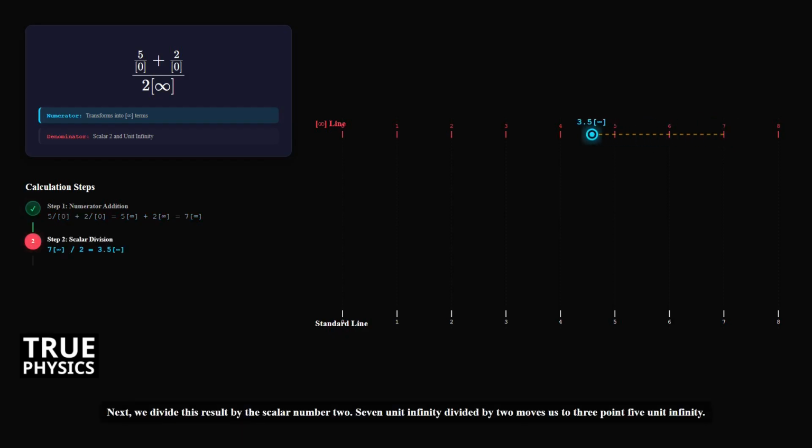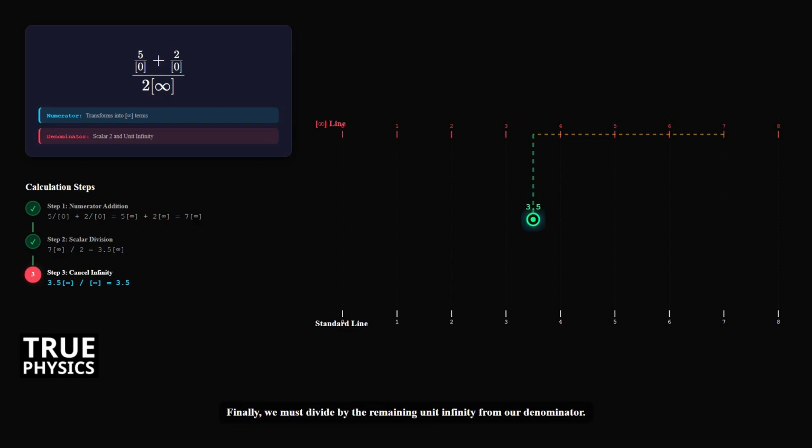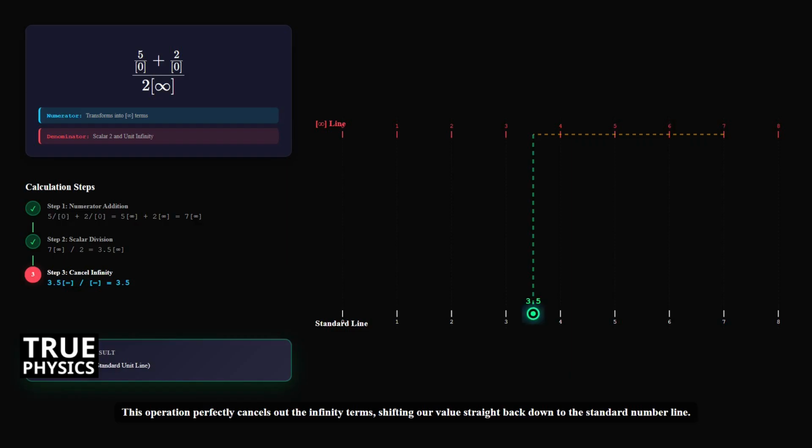Next we divide this result by the scalar number 2. 7 unit infinity divided by 2 moves us to 3.5 unit infinity. Finally, we must divide by the remaining unit infinity from our denominator. This operation perfectly cancels out the infinity terms, shifting our value straight back down to the standard number line. We are left with the final exact answer of 3.5. No undefined errors, just clean, traceable math.